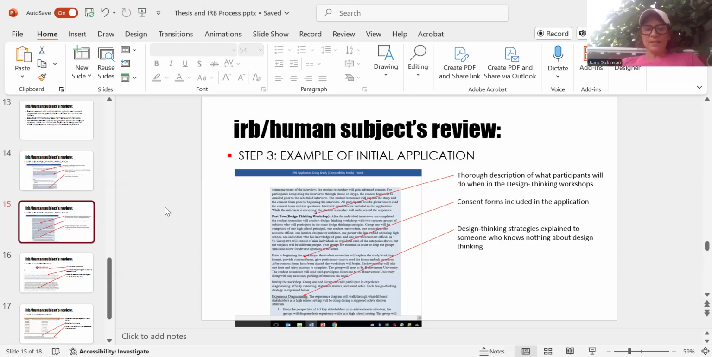So hopefully this makes sense. You've got to be able to explain what these design thinking strategies are to somebody who knows nothing about them. The other thing is you're going to include the templates in the IRB application. So if you're going to use bullseye diagramming, you need to have that template as part of your IRB application.